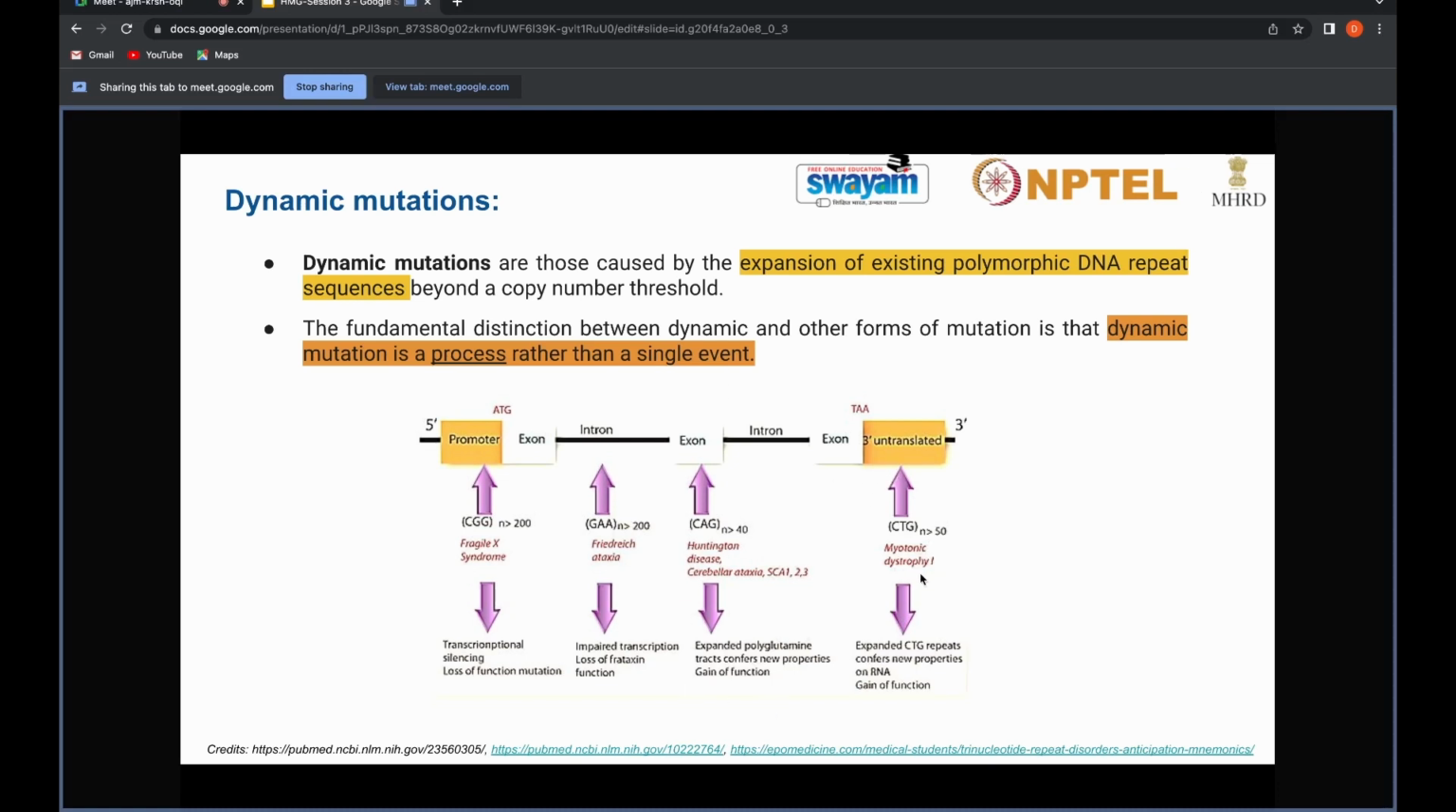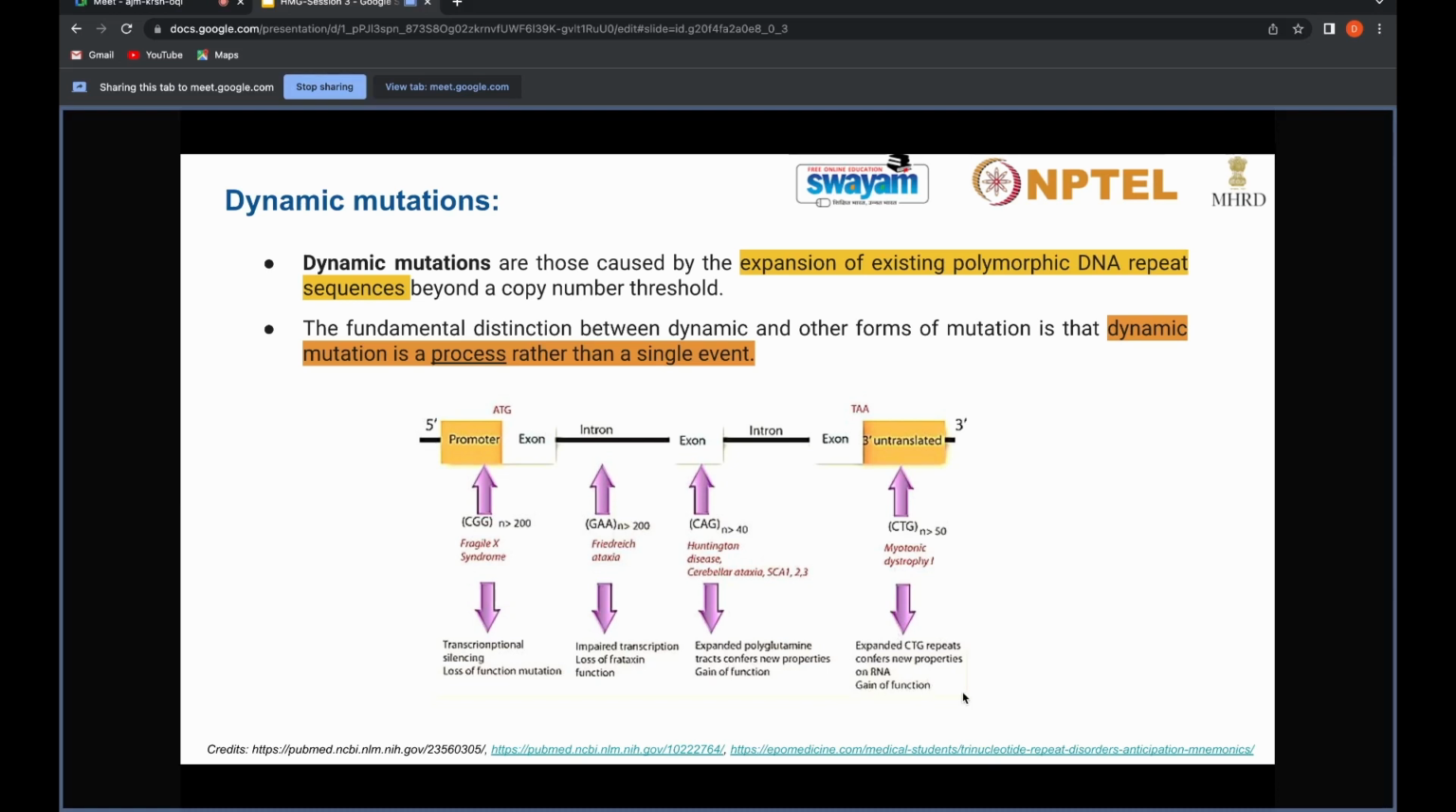And then comes myotonic dystrophy. So in this, the trinucleotide involved is CTG, and it is present in the 3' UTR region of the DNA when we convert it into RNA. So these are the untranslated regions, which won't code for the protein sequence, but they will be present in the RNA. So when these repeats expand beyond 50, then this particular disease occurs. And what are its effects? Expanded CTG repeats confer new properties on RNA, so it also leads to gain of function.